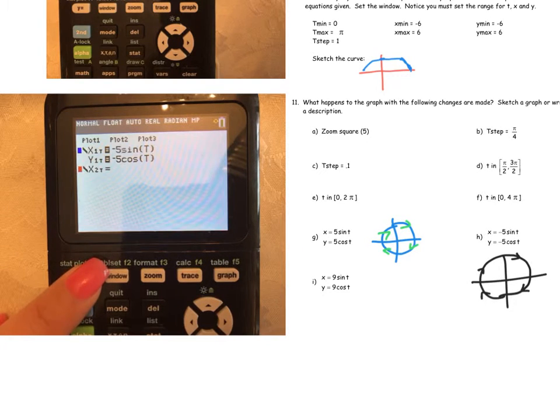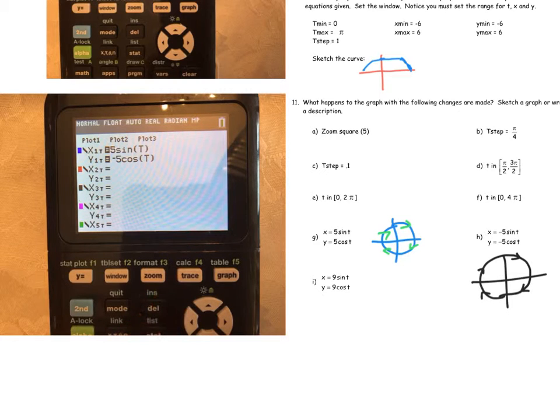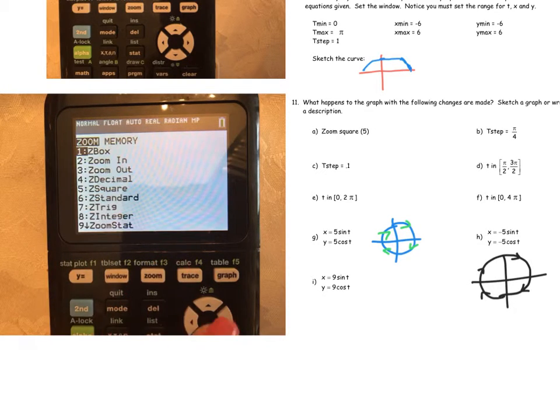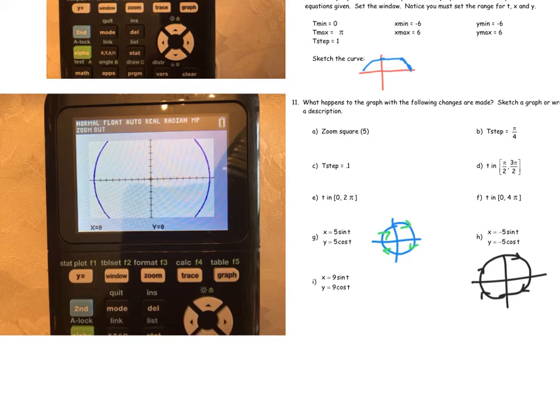Now let's move on to I. So 9. I'm going to delete that and put 9 sine t. Delete the negative and put 9 cosine t. And now let's sketch it. It's a bigger circle where the radius is what? Let me zoom out a little bit. Maybe that will give me an idea of how much. There you go. I don't know if you can count this.